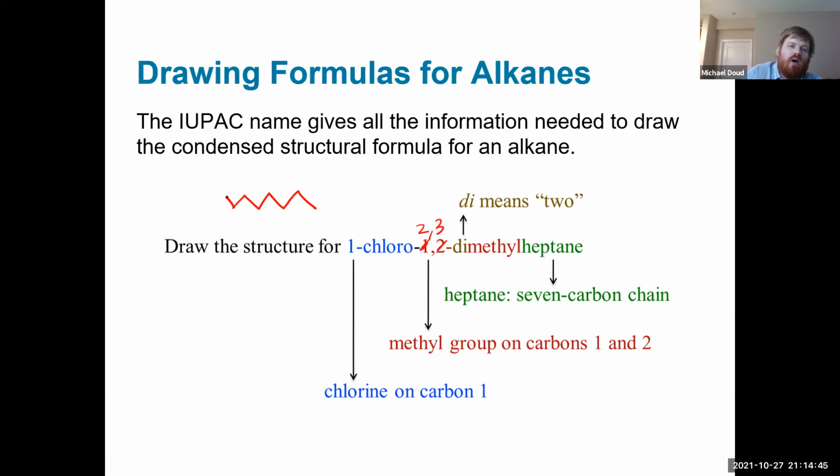So carbon 1 has a chlorine group. Carbon 2 has a methyl group. And carbon 3 has a methyl group, like that. So this is something that we didn't see here before, but if you have multiple of the same substituent, the way that you name it is, you name it by using the prefix di in front of the name of the substituent to give you the number of substituents that you have. Could be 2 or 3, for example. In this case, we just have the 2 on carbons 2 and 3. So that's a methyl group here and a methyl group here.